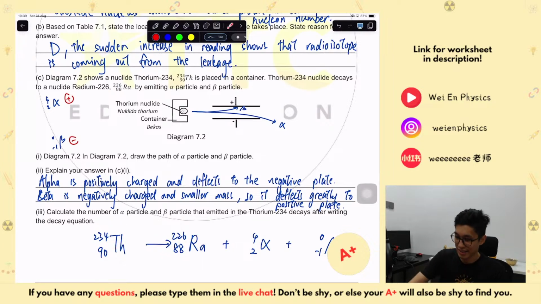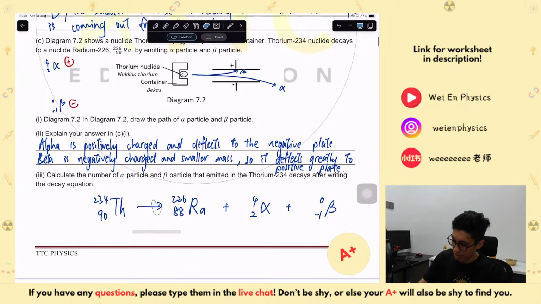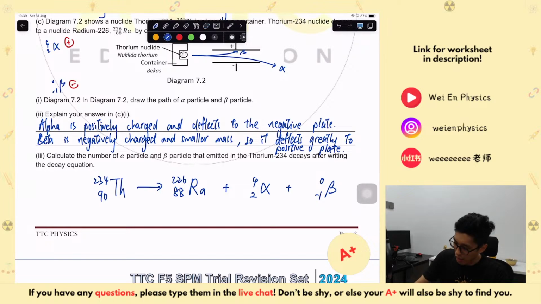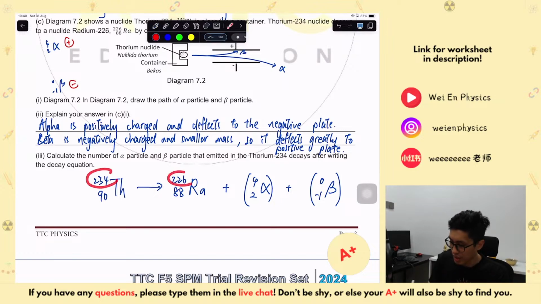Alright, so now how do we check how many alphas and how many betas? We always start from the alpha first, because the top number is only affected by alpha, not affected by beta, because beta is 0 at the top. So no matter how many beta you release, it doesn't affect the top number. So you check the top number.